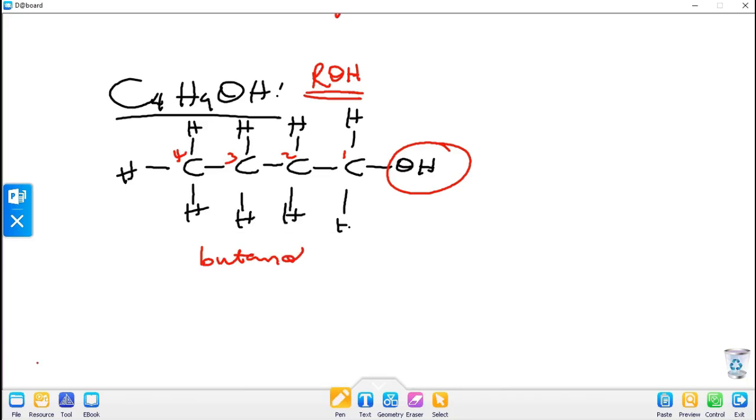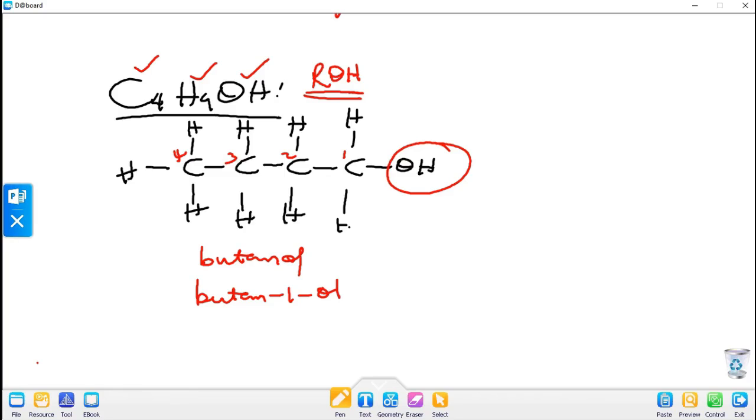So this becomes butanol. If you don't want to say butanol, we can say butan-1-ol. It is the same thing. Butan-1-ol or butanol. So this is a compound called butanol, and it has 4 carbon atoms, 9 hydrogen atoms, and 1 OH. So as we can see, 4 carbon atoms, 9 hydrogen atoms, and 1 OH is attached to it. And that is actually what it is.